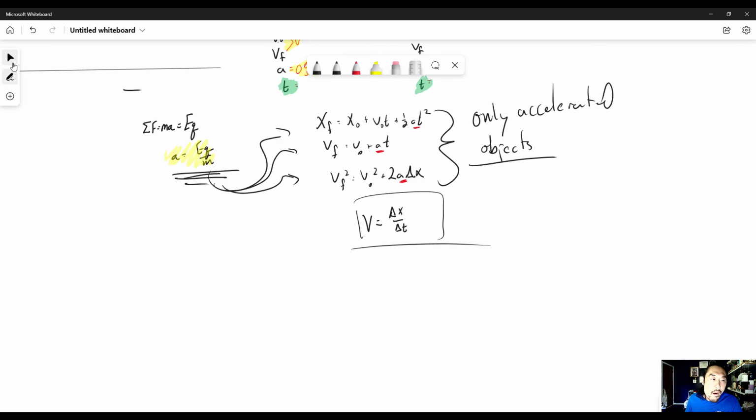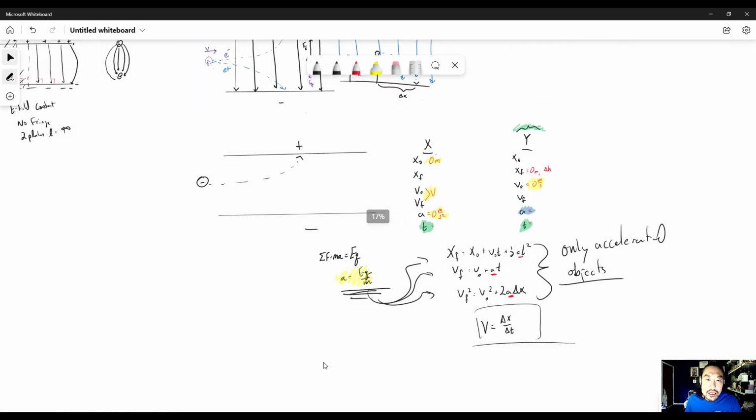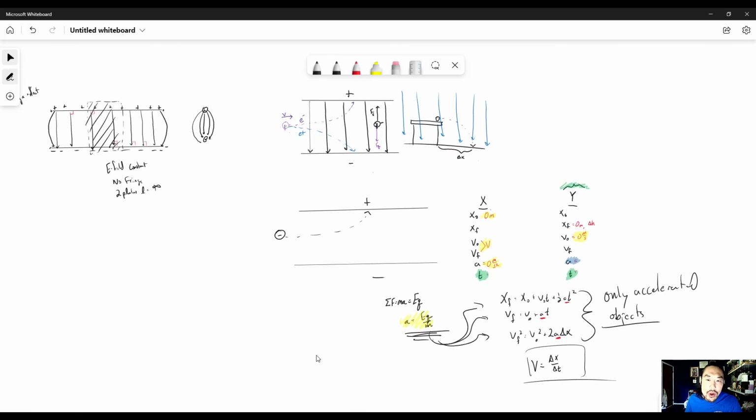Okie dokie. All right. That is how you set up and how you can solve for a charged particle moving in between two plates when the charged particle is moving perpendicular to the plates.